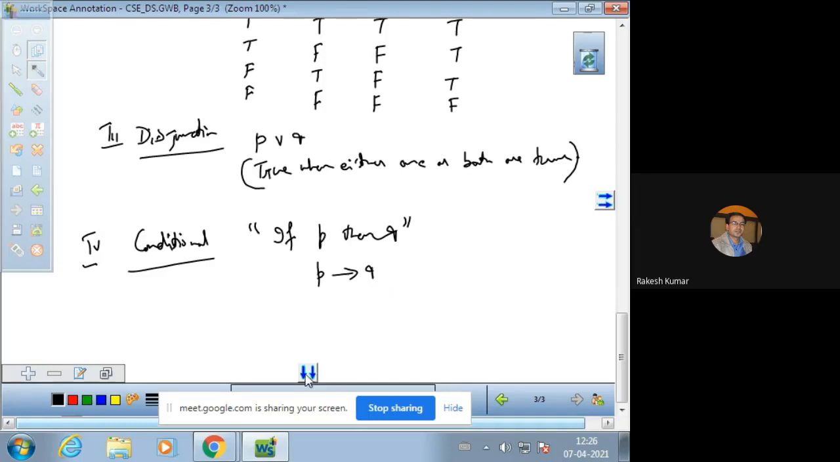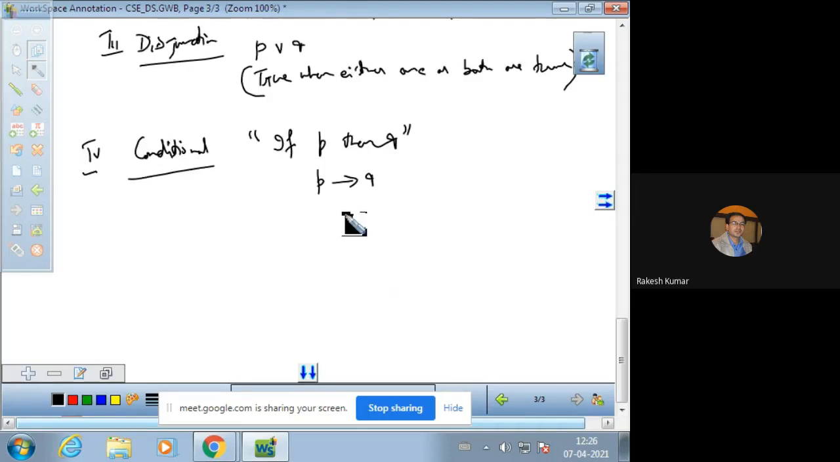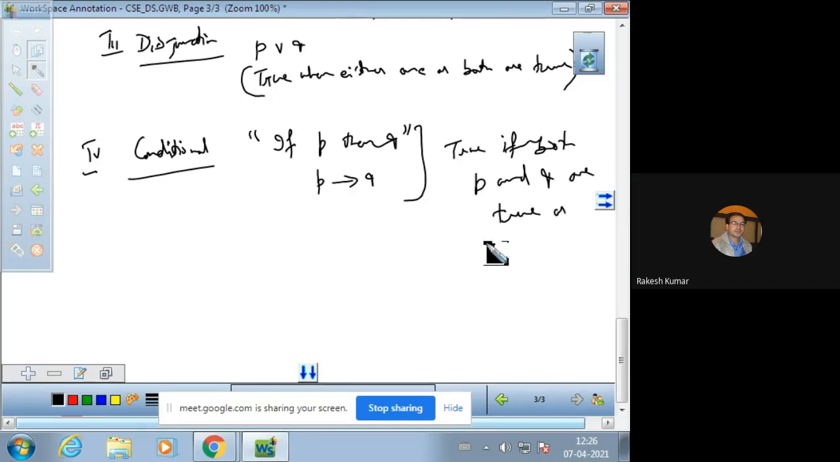And you can have the result like this. A conditional statement will give us a true value if both P and Q are true, or if P is false.